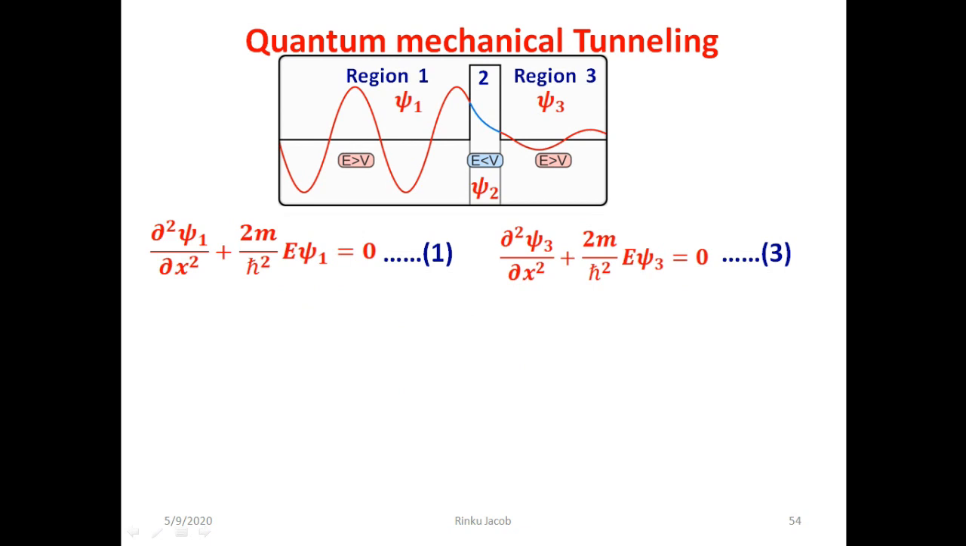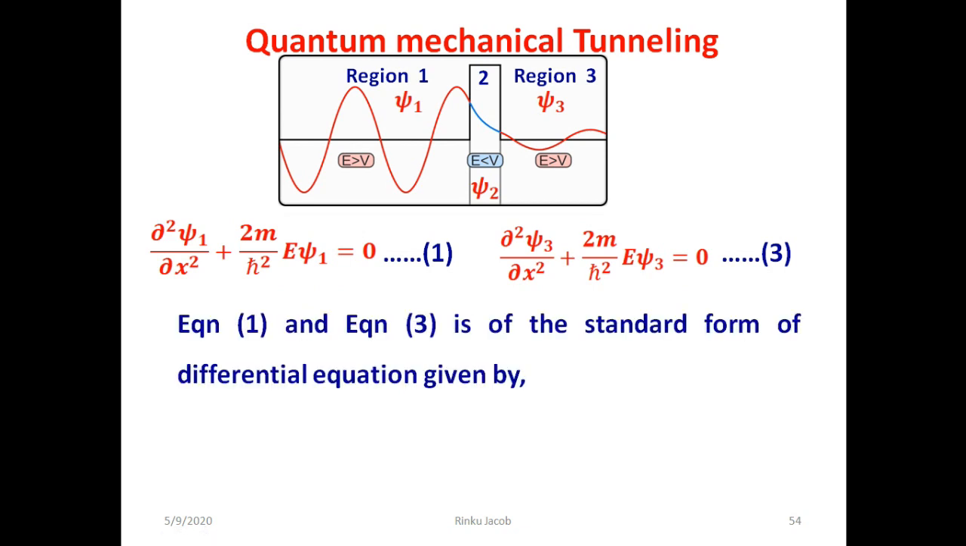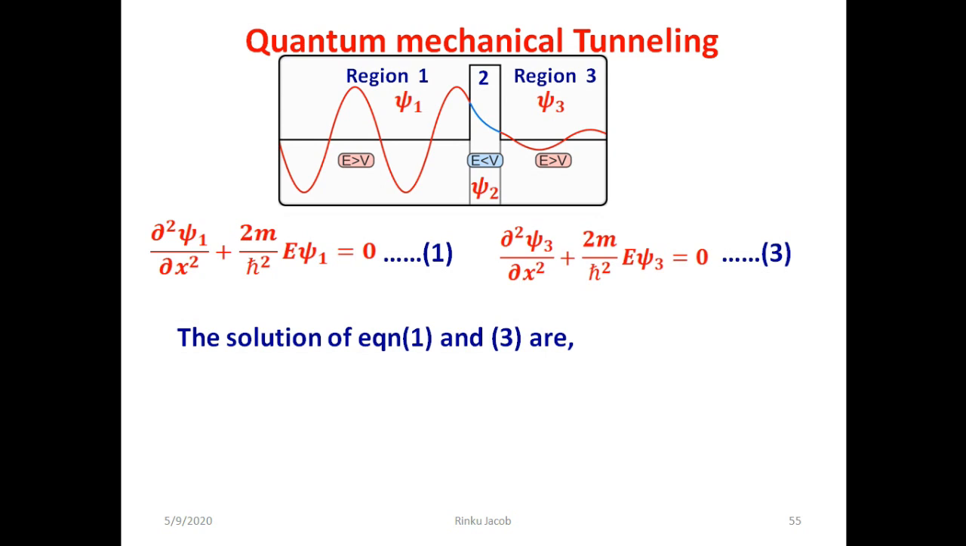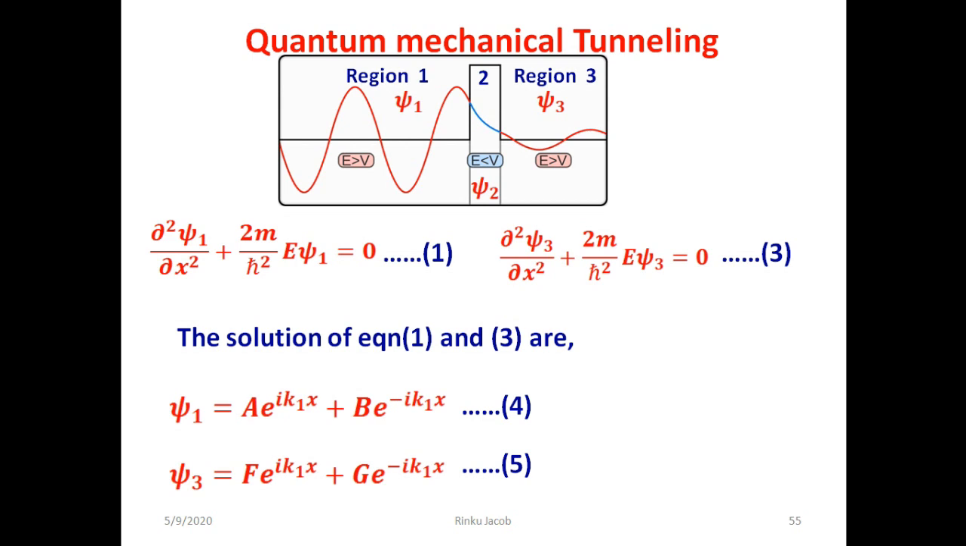The time-independent Schrodinger equations given by equation 1 and equation 3 are of the standard form of differential equation given by d²y/dx² + k²y = 0. And the solution for this equation is given by y = a e^(ikx) + b e^(-ikx). So the solution for equation 1 can be written as ψ1 = a e^(ik1x) + b e^(-ik1x), that is equation 4. And the solution to equation 3 is ψ3 = f e^(ik1x) + g e^(-ik1x), that is equation 5, where k1 = √(2mE/ħ²).